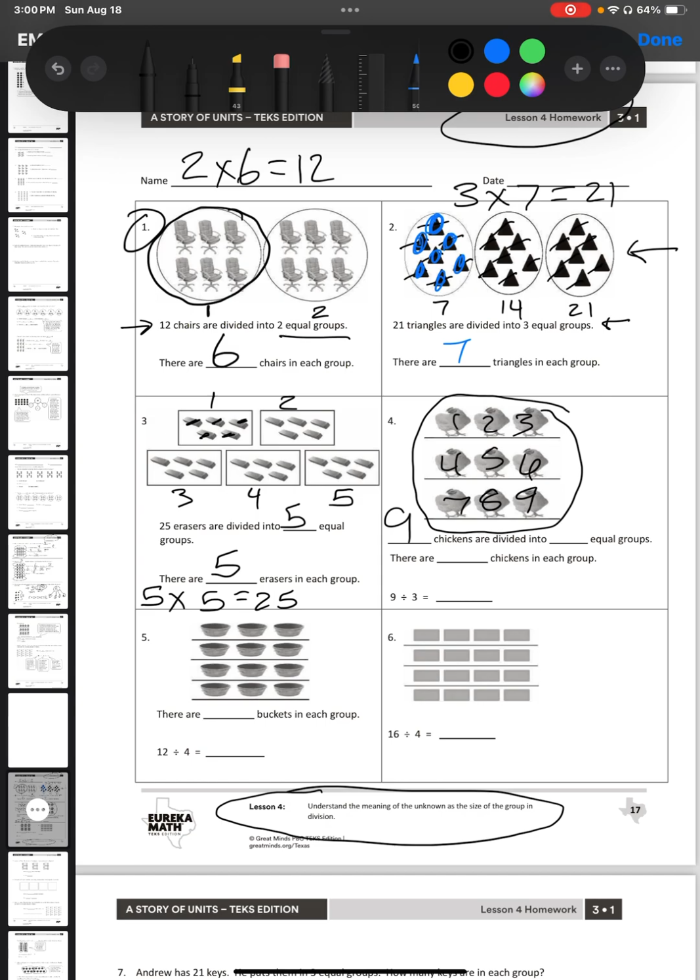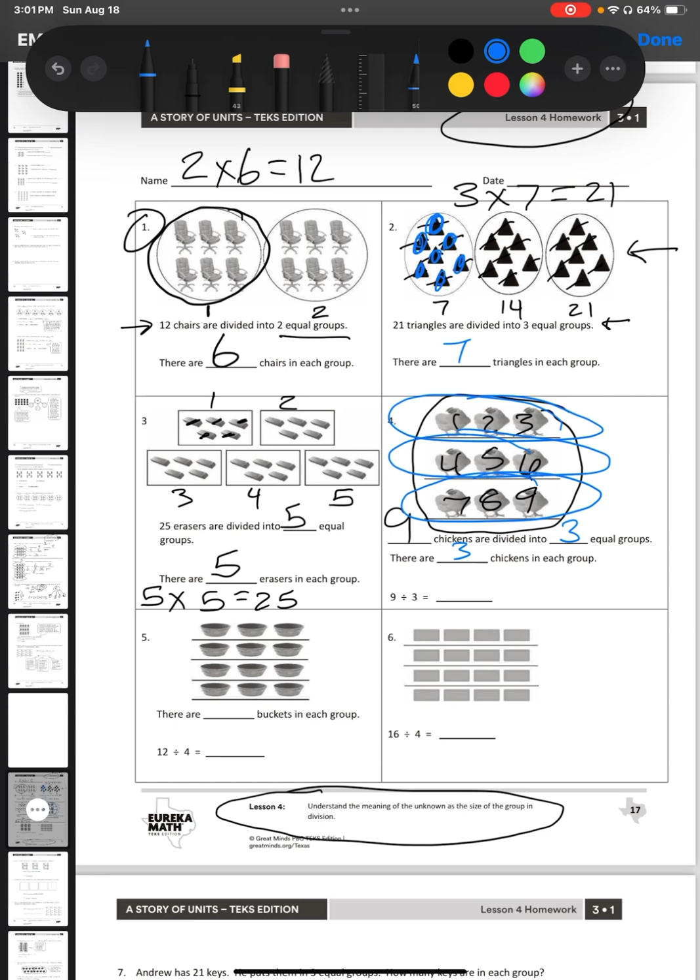Remember, this is an array, and we talked about this in the last lesson. In an array, our groups are just the rows. The rows are our groups. So right here, we could say there are 9 chickens divided into 3 equal groups because we have 3 even rows. Rows go left to right or horizontal. And then there are blank chickens in each group. Well, each group, each row here has 3 chickens in it.